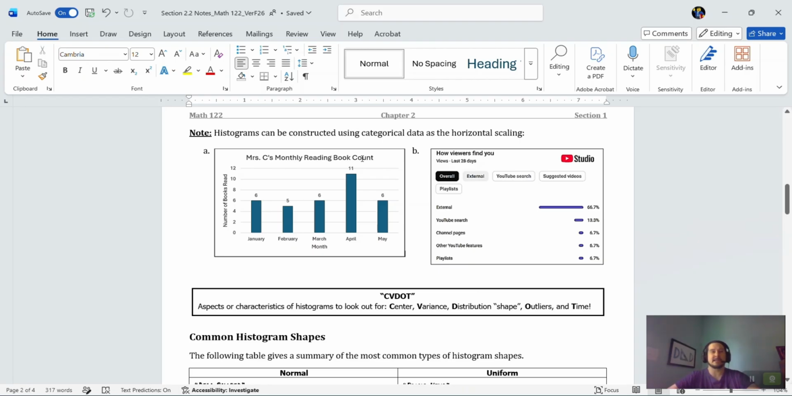And so yesterday I asked her if she had a list of how many books she read in January, February, March, April, and May. And she definitely did. And she sent me this information. Mrs. C so far in 2026 has read six books in January, 5 books in February, 6 books in March, 11 books in April, and 6 books in May.